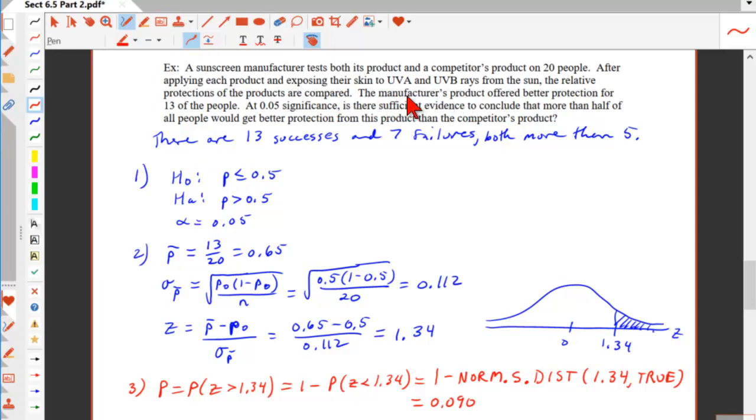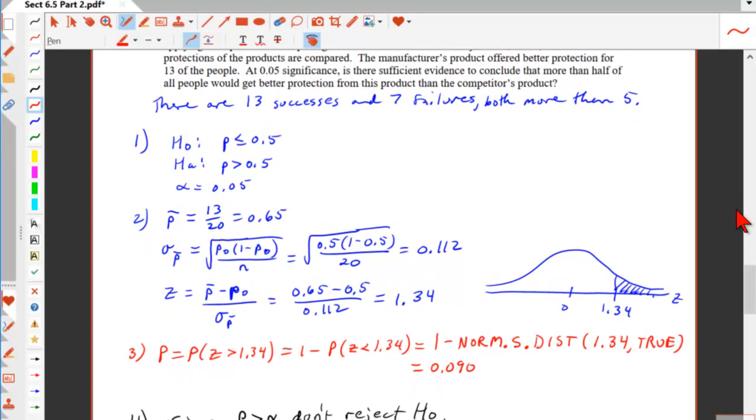So out of the 20 people, the manufacturer's product in our test offered better protection for 13 of the people. That's more than half, but it's a small sample. We're trying to decide then, is there sufficient evidence to conclude that more than half of all people would get better protection from this product than the competitor's product? It happened in the sample, but would it happen in the population? We'll do our size checks. There are 13 successes, 7 failures. Both of these are more than 5, so I'm good to go.